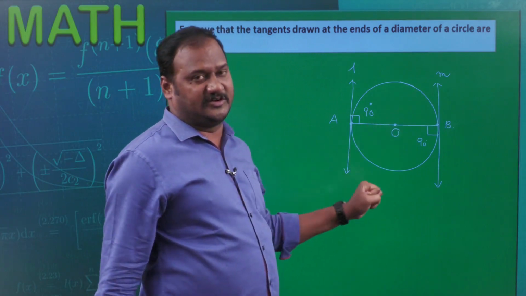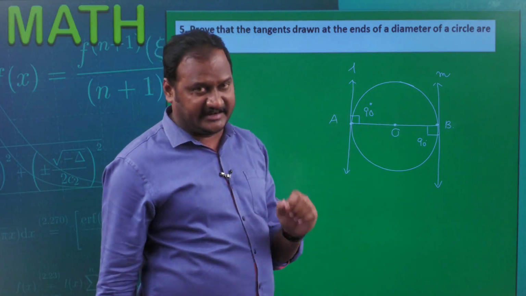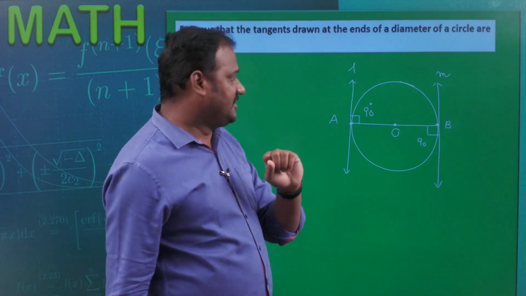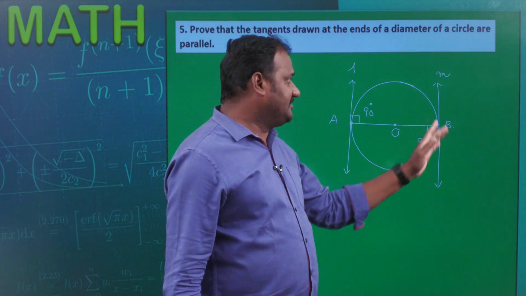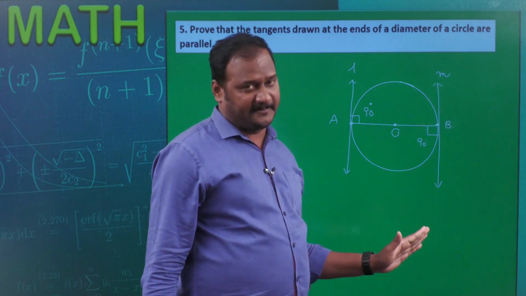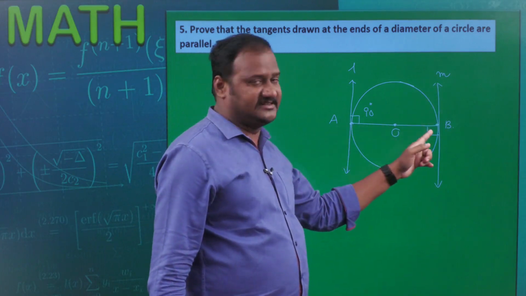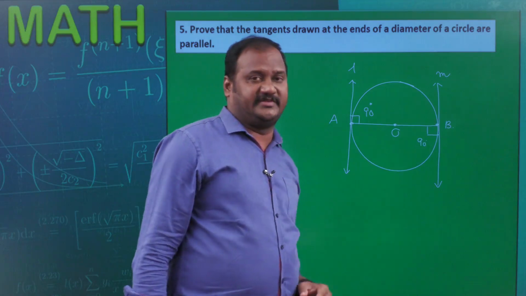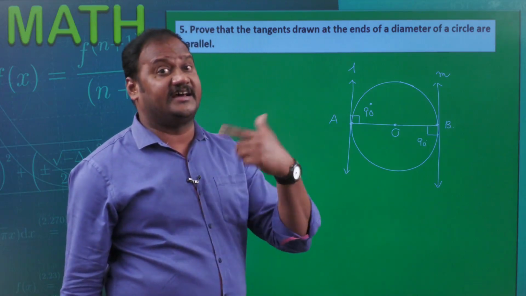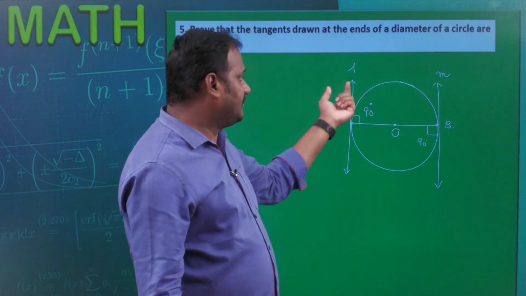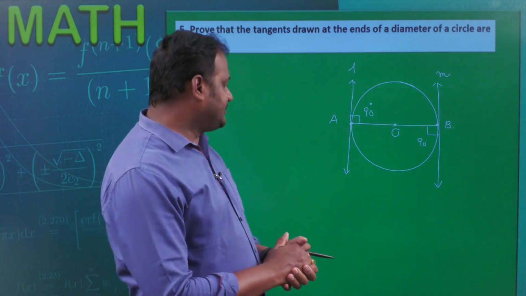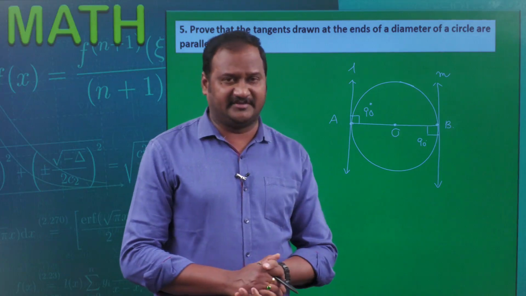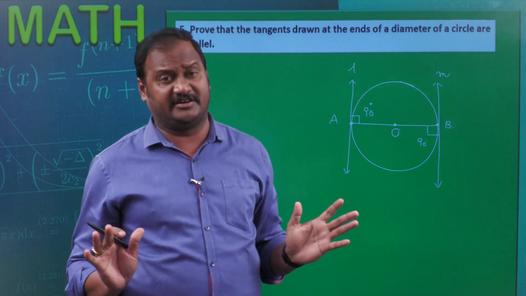So when you answer this problem, since radius is perpendicular to the tangent through the point of contact, therefore OA is perpendicular to L at A, OB is also perpendicular to L at B. Therefore, this angle is 90, this angle is 90. These two angles are said to be interior alternate angles. They are equal. Since they are equal, L is parallel to M. You understand? So these are few set of problems given for 3 marks, which are very, very important problems.